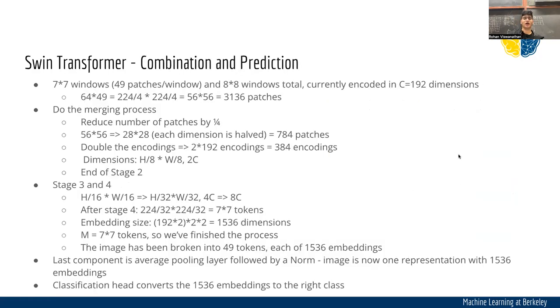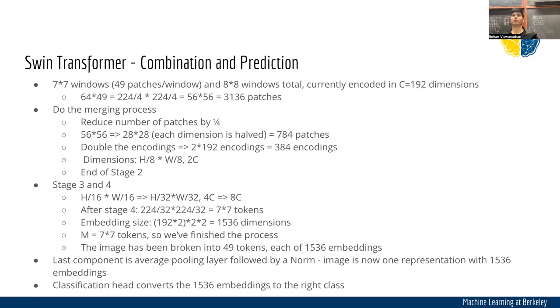Okay, this is where the math comes into play, which is a little confusing, but this is the combination of patches, and then finally landing into a prediction. So if we have 7 by 7 patches per window and 8 by 8 windows, currently encoded in C equals 192 because this is a Swin large model, then we have 3,136 patches. We do the merging process where we reduce the number of patches by 1/4.